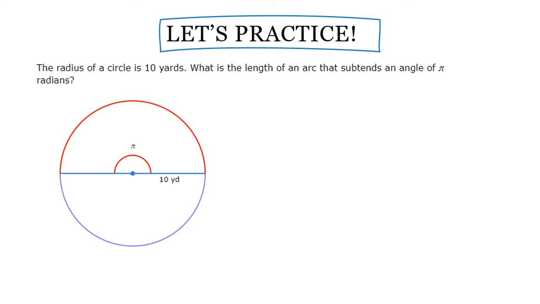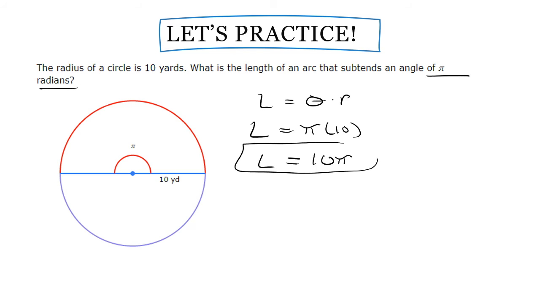Okay, very similar question. The radius of the circle is 10 yards. What is the length of an arc that subtends an angle of pi radians? So the angle is pi. So remember, my formula is L equals theta times r. So L is going to equal my angle, pi, times my radius, 10. So the length of that arc is 10 pi. As you can see, this is much simpler than the other one.